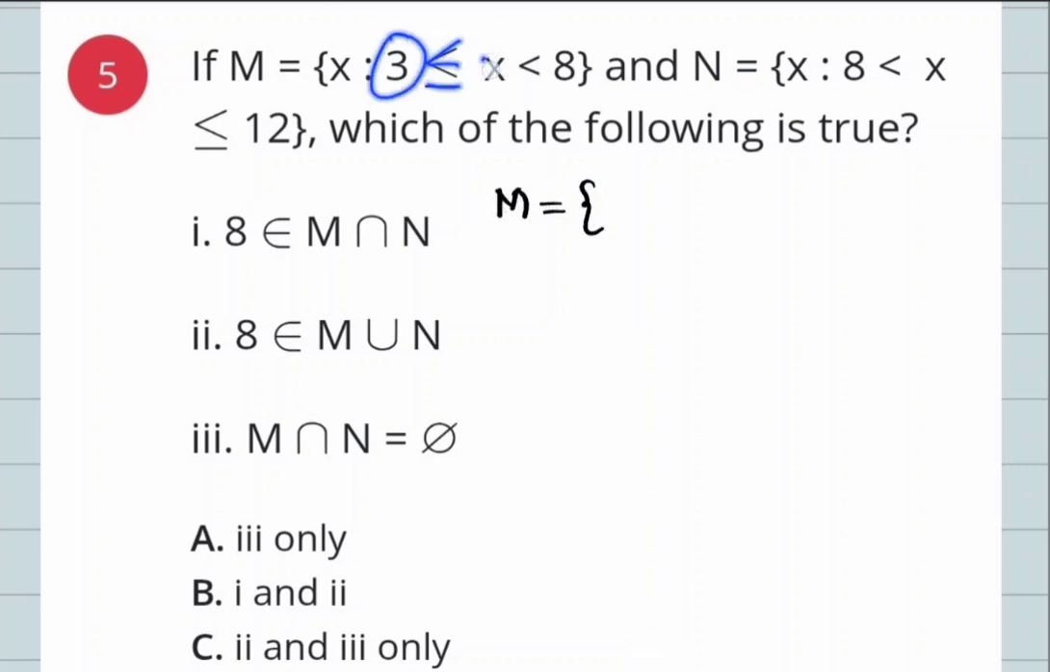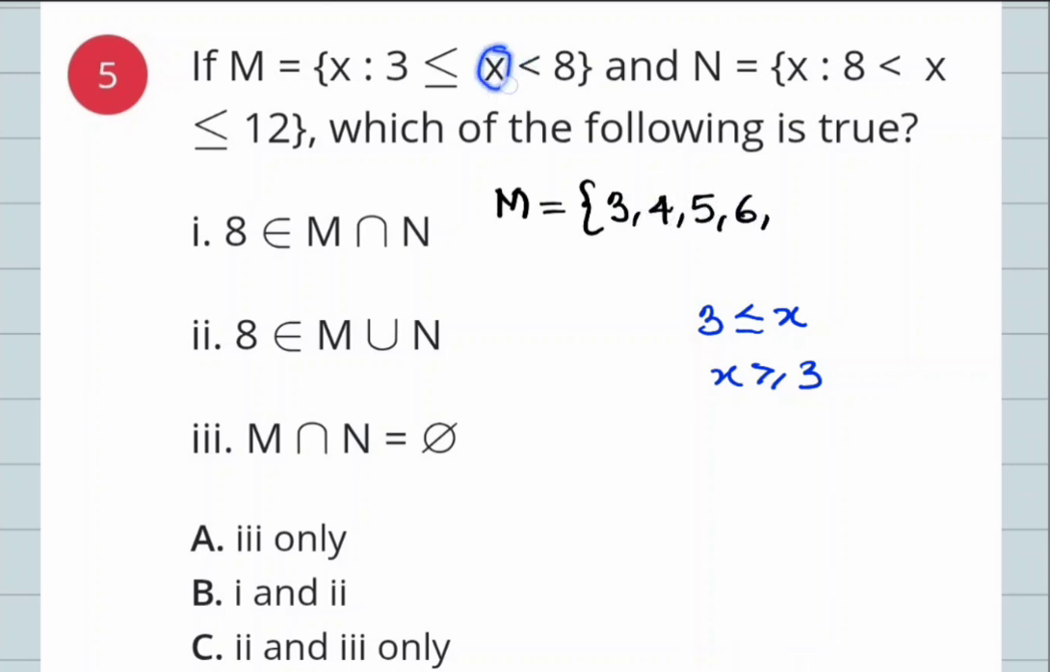3 is less than or equal to x. If 3 is less than or equal to x, it means x is greater than or equal to 3. So what are the values greater than or equal to 3? Don't forget 3 is included. So therefore our possible values will be 3 and above: 3, 4, 5, 6. Don't forget that we are told that x is less than 8. So definitely 7 will be the last element there in set M.